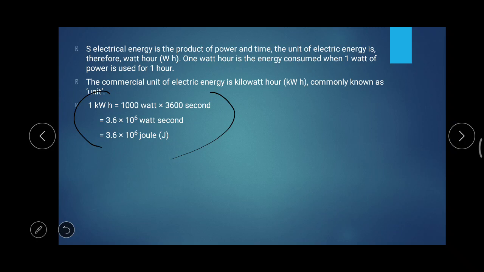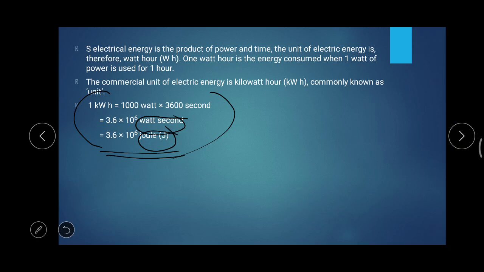Okay. So 1 kilowatt hour is equal to 1000 watt into 3600 seconds. Here the watt second is actually the joule, so you have to convert the kilowatt into watt, that means 1000 watts, and hours into seconds, that means 3600 seconds, which will be equal to 3.6 into 10 to the power 6 watt second, that is 3.6 into 10 to the power 6 joule. Watt second is joule. So 3.6 into 10 to the power 6 joule is actually 1 kilowatt hour.